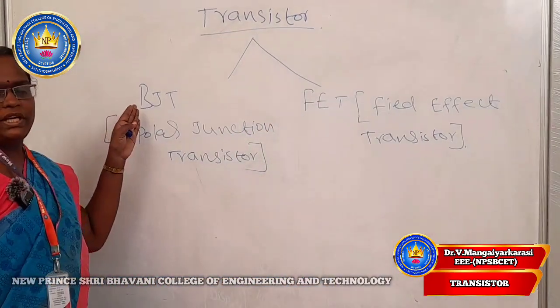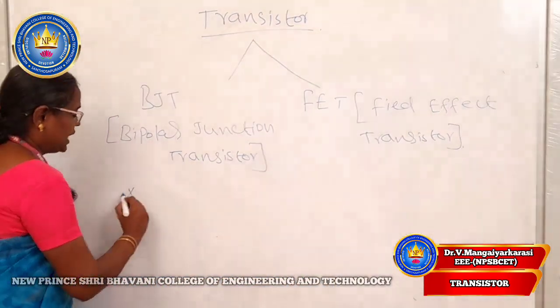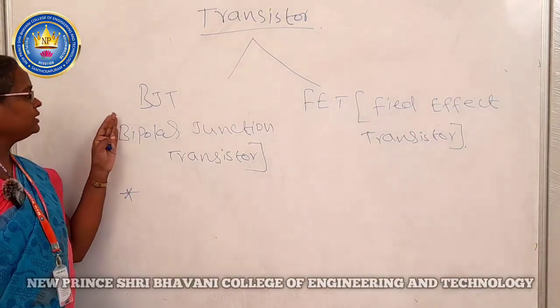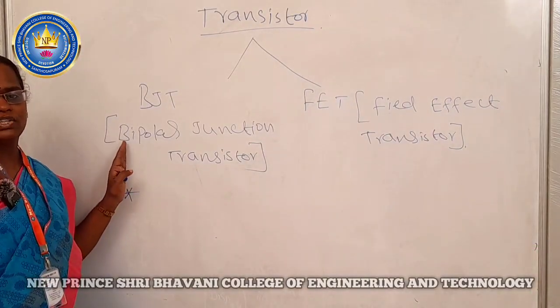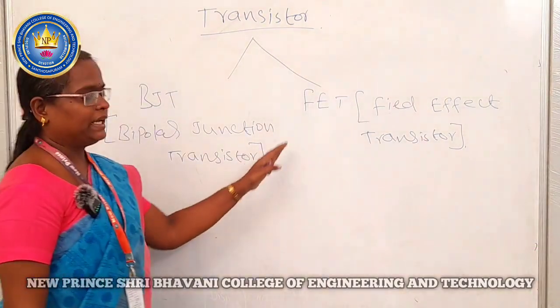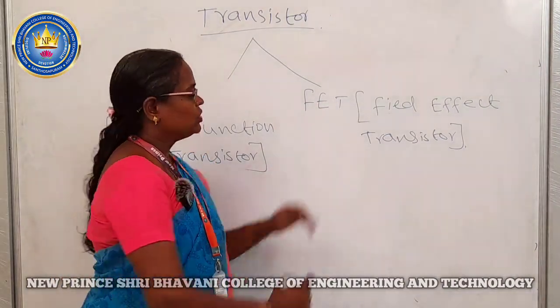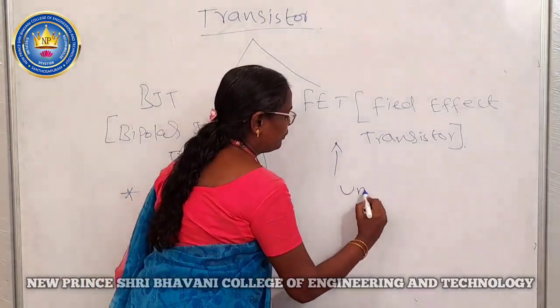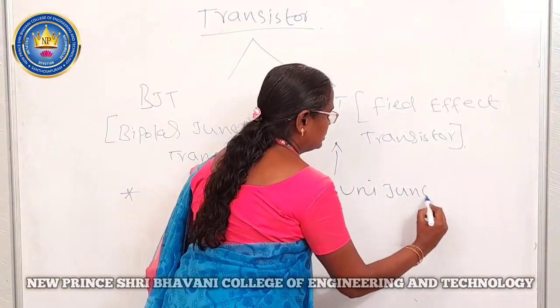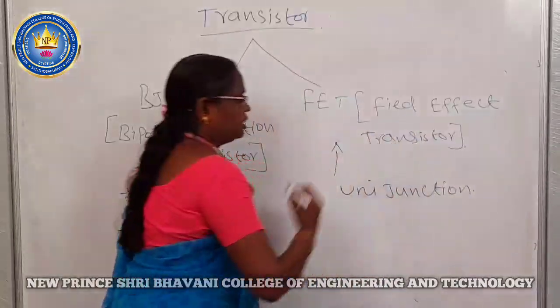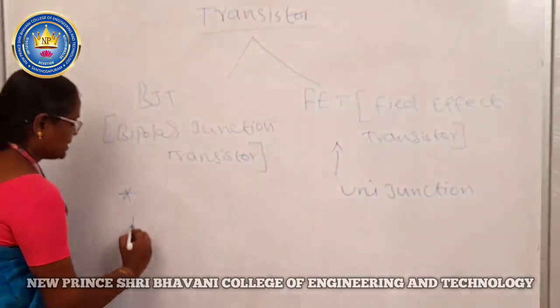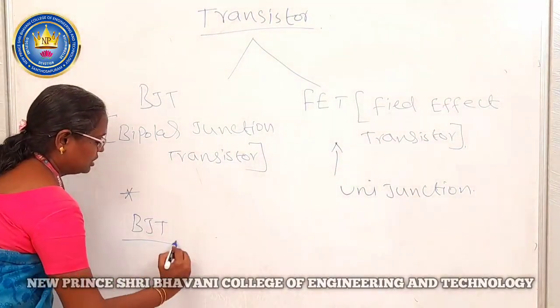BJT operates with both majority and minority carriers, as the name bipolar junction transistor suggests. But in the case of FET, it depends only upon majority carriers, so it comes under the category of unipolar. First of all, we have discussed BJT.